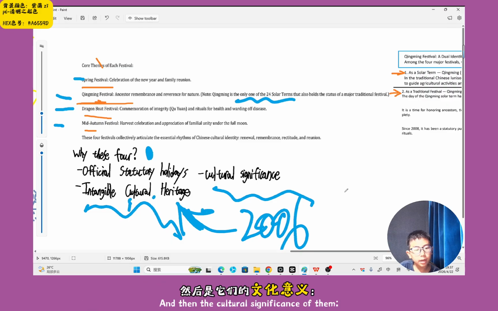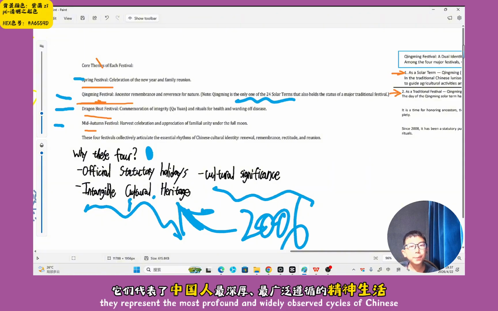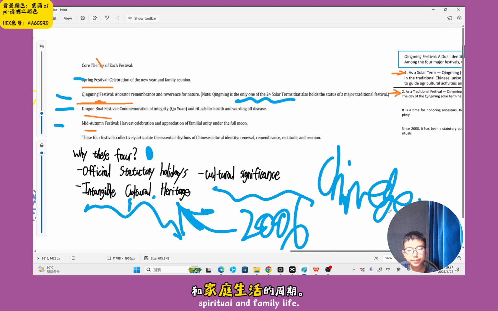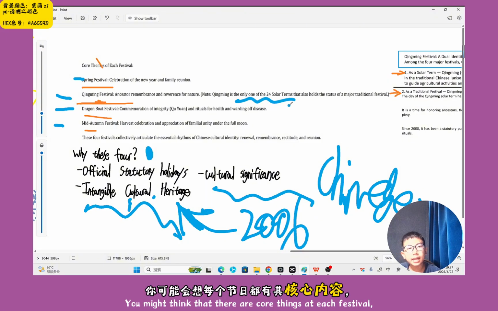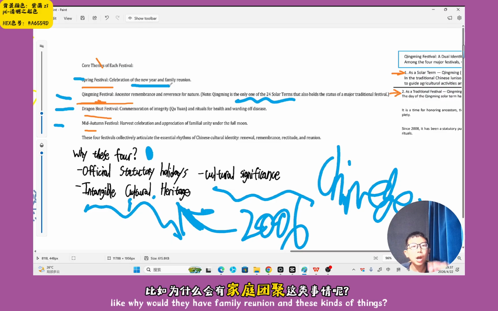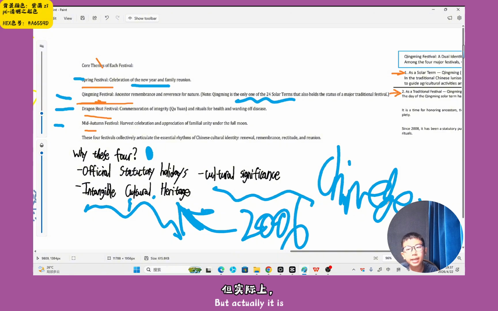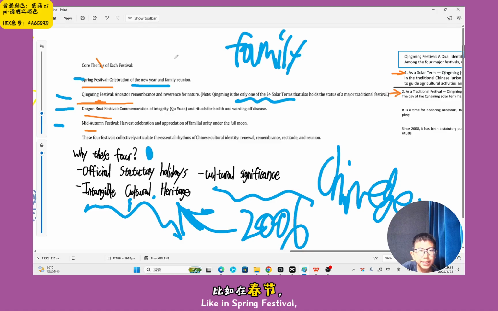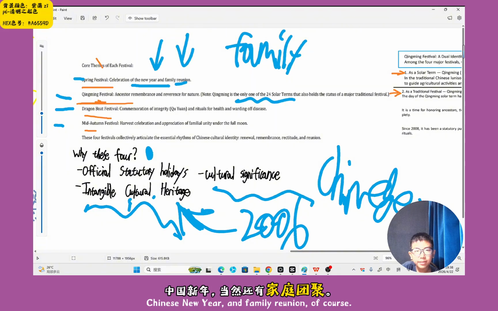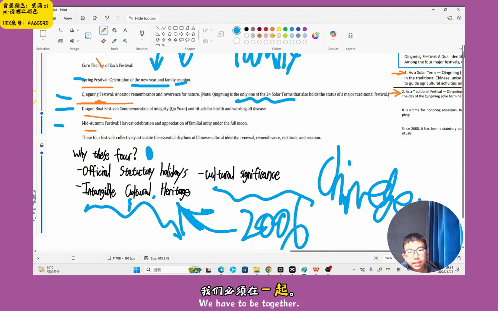And then the cultural significance of them, they represent the most profound and widely observed cycles of the Chinese spiritual and familial life. So you might think about the core themes of each festival. Why would they have the family reunion, this kind of thing? But actually it is all about family, 团圆. Like in Spring Festival, we celebrate the New Year, Chinese New Year, and the family reunion. Of course, we have to be together.